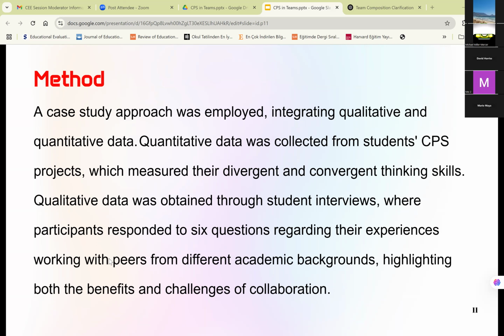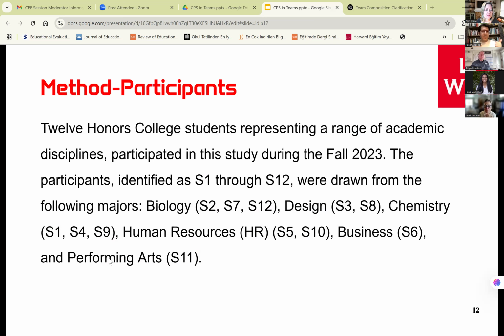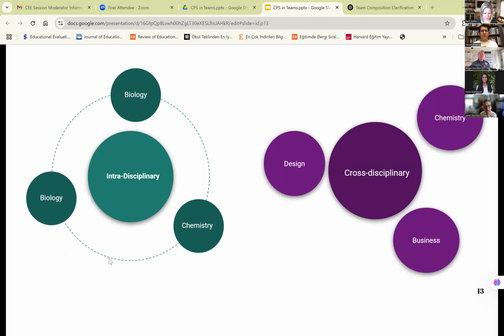12 honors college students representing a range of academic disciplines participated in this study during fall 2023. The participants, identified as S1 through S12, were drawn from the following majors: biology, design, chemistry, human resources, business, and performing arts. The teams were composed as shown in the figures. For instance, biology and chemistry form an interdisciplinary team, and chemistry, business, and design form the cross-disciplinary team.